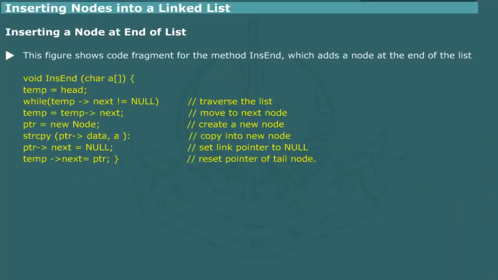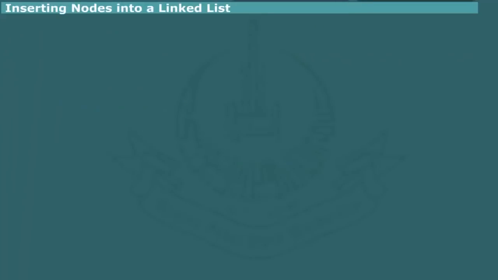Next figure shows the code fragment for the method insertEnd, which implements the procedure for inserting a tail node. It performs these steps. First of all, traverse the list. Then, create a new node. Then, copy data into the new node. Set the linked pointer to null. Finally, set the pointer of the tail node.